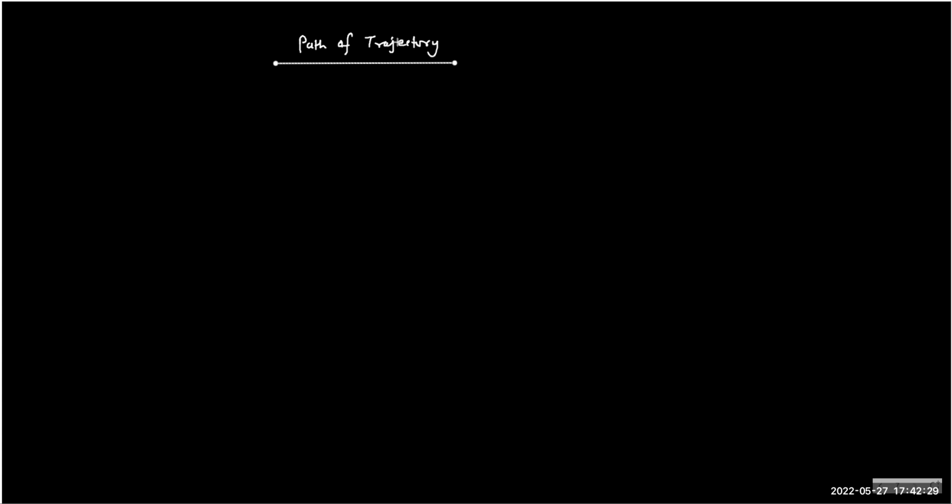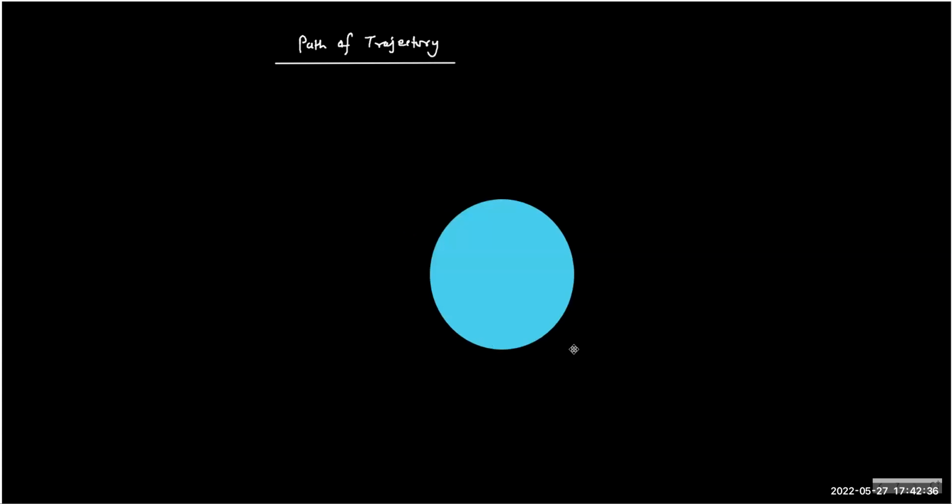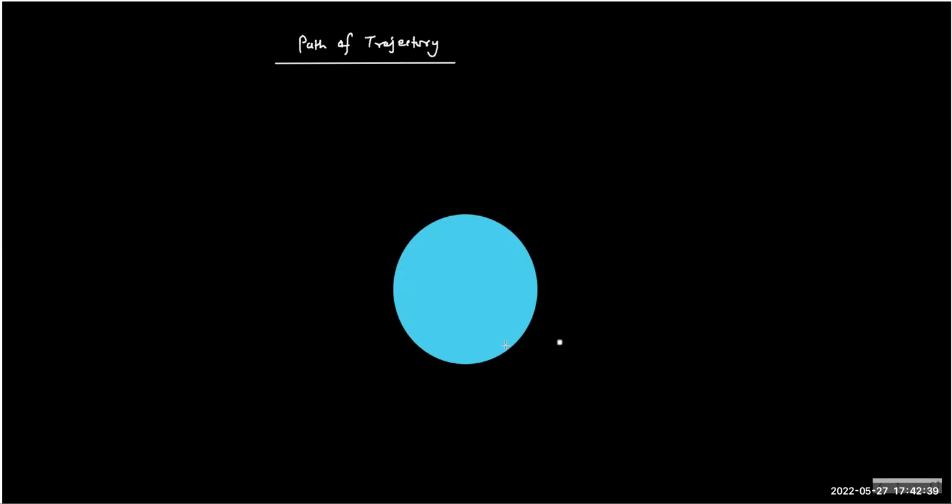Path of trajectory. So let's say we talk about any planet, the Earth, or you can choose any planet, the Sun also. So if this is the planet, and if I project something from a certain height with some velocity v, then based on the velocity, there are many possibilities. So the object may fall back to Earth, right? Quite possible. Yes, sir.